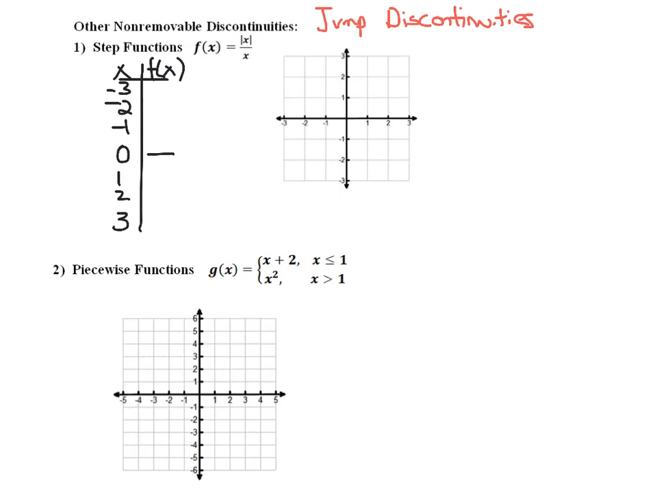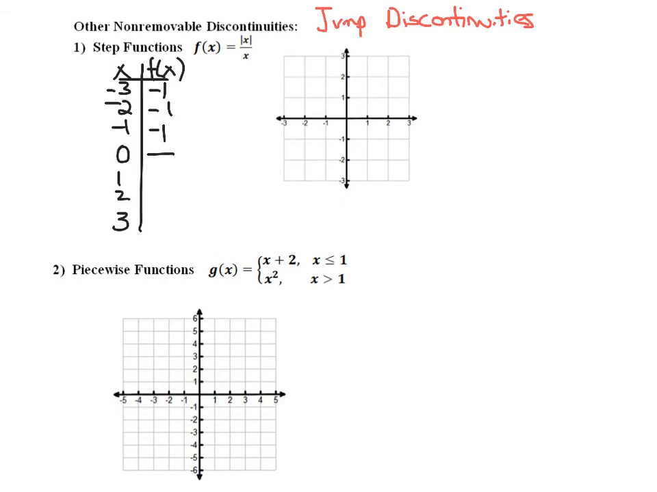So when I use -3, the absolute value of -3 is 3, but 3 divided by -3 is -1. So the output is -1. Now try -2. The absolute value of -2 is 2, but 2 divided by -2 is also -1. At -1, the absolute value of -1 is 1. 1 divided by -1 is -1. So to the left of 0, all of my function values are -1.